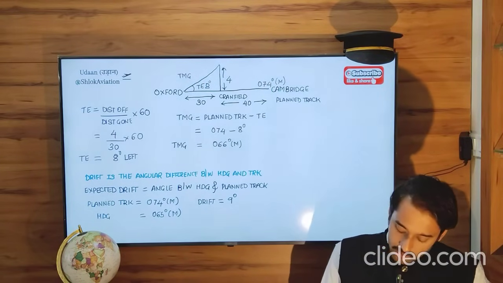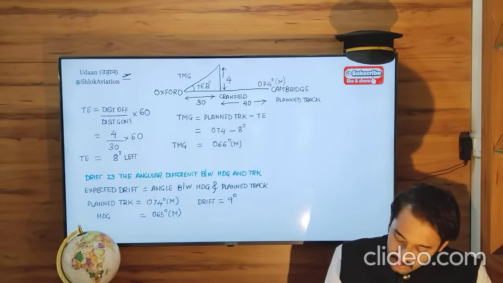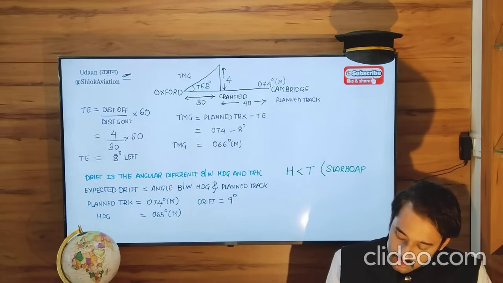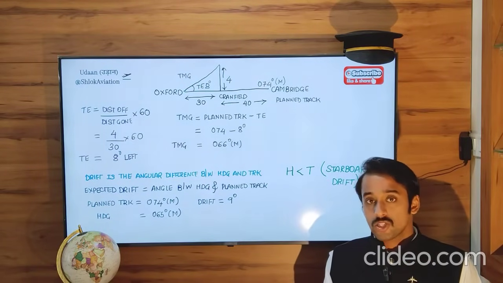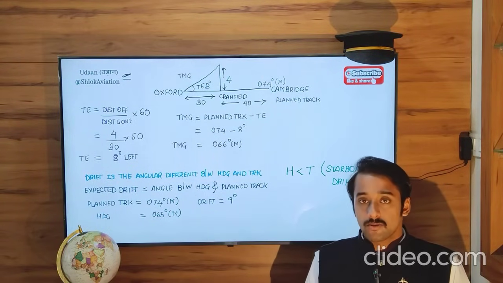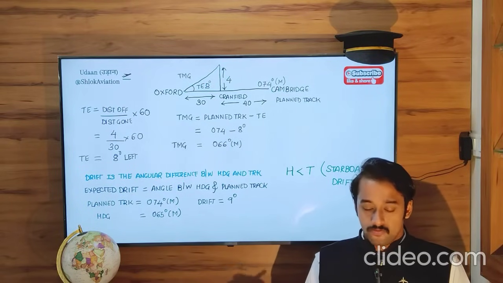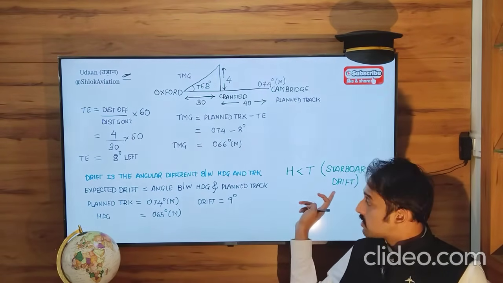Now, the rule says whenever heading is less than track, you are experiencing a starboard drift. Watch the video that I have made especially on this. I will put the link of that video in the description box. In that I have explained the whole concept of drift. So when heading is less than track, you are getting a starboard drift.